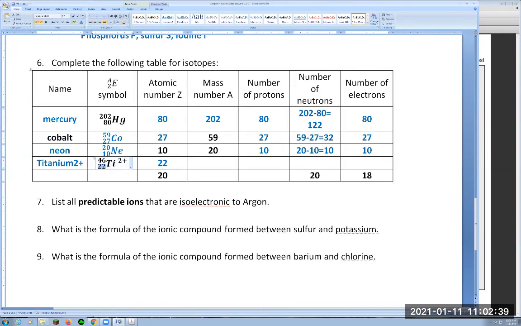The atomic number is also the number of protons, so we can write 22 protons. However, here it's not neutral, it's a 2 plus ion. And you know that atoms become ions by gaining or losing electrons, right? That's the only thing that you can take out or remove from the atoms. You cannot change their number of protons because then it would be a different element. So Ti is still 22 protons, but now we have 2 positive charges.